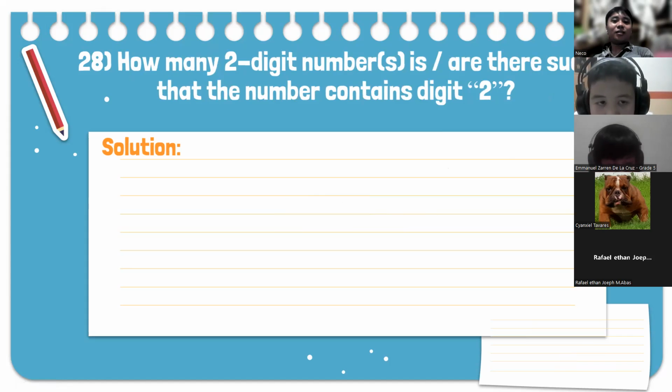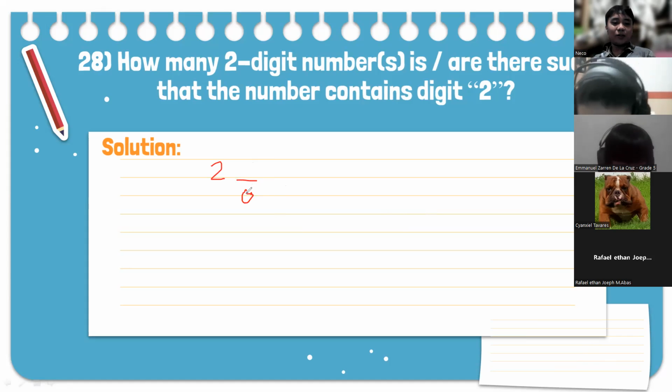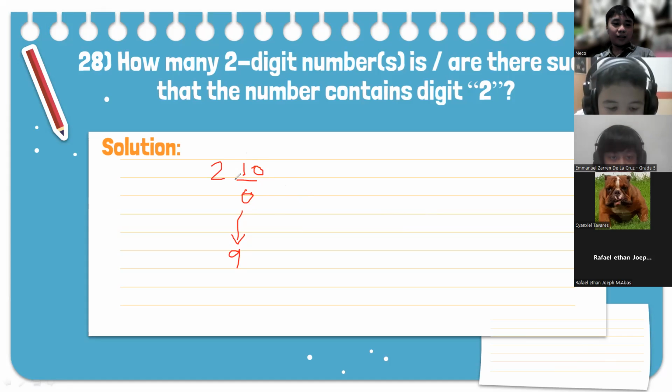How many two-digit numbers are there such that the number contains the digit 2? Since we're talking about two-digit numbers, the 2 can either be in where? The units or the tens, right? Because we have two-digit numbers. So if we have the 2 on the tens place, how many numbers can we put here from 0 down to 9, right? So how many is this? From 0 to 9, it's 10, right? But we're not done yet because, of course, we can have the 2 on the units place.